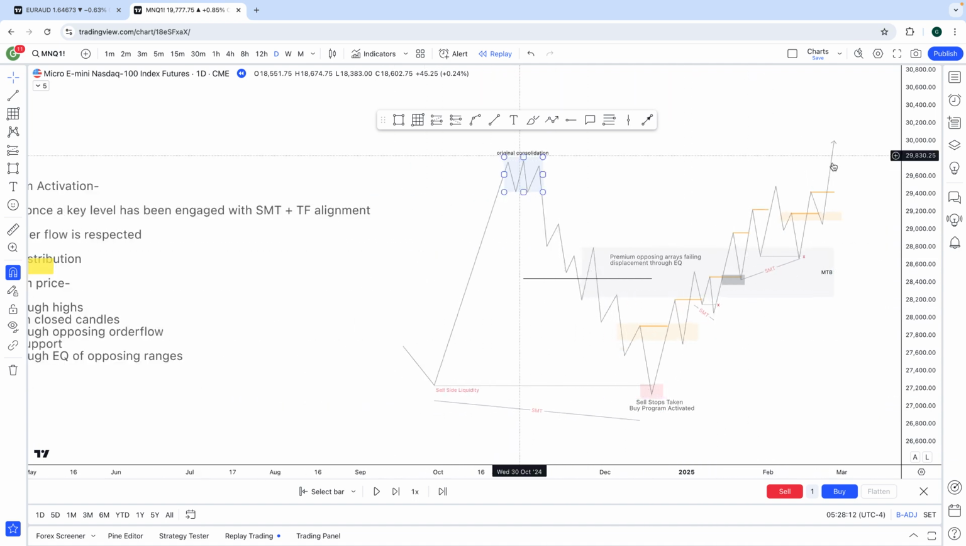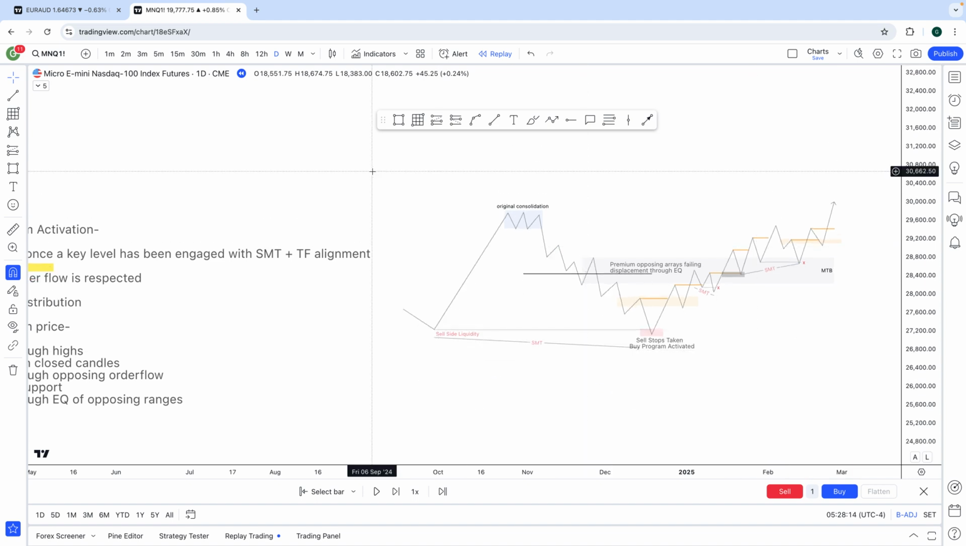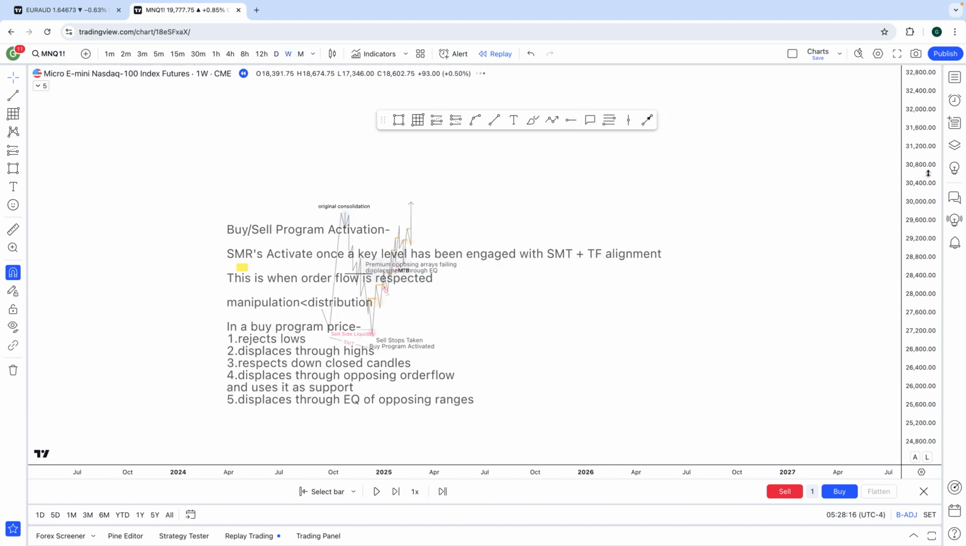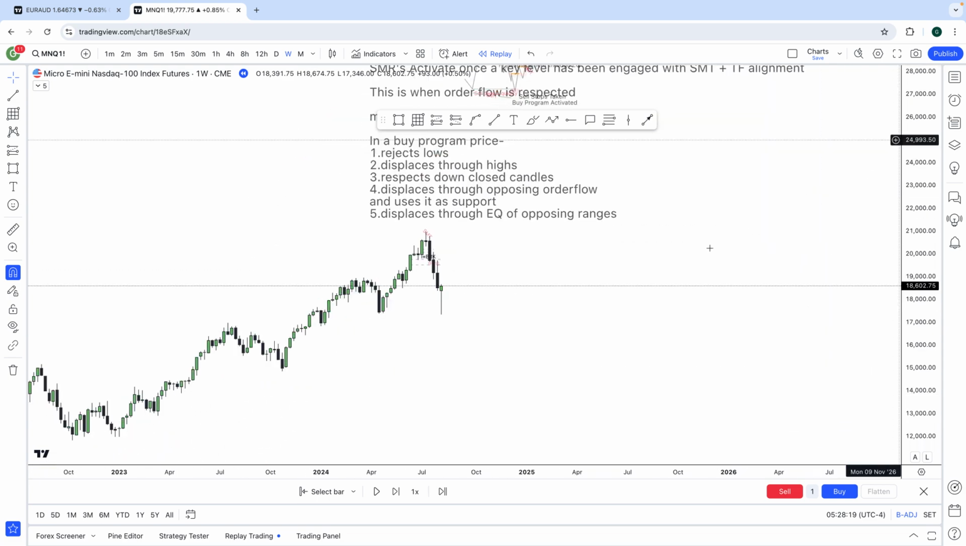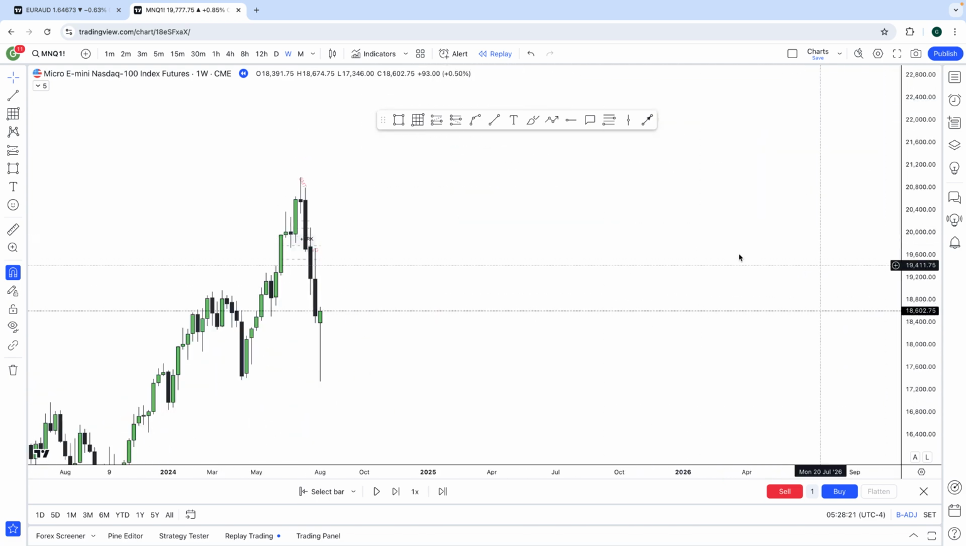So very simple, but now let's get into some examples. All right, try to ignore this up here. Okay.